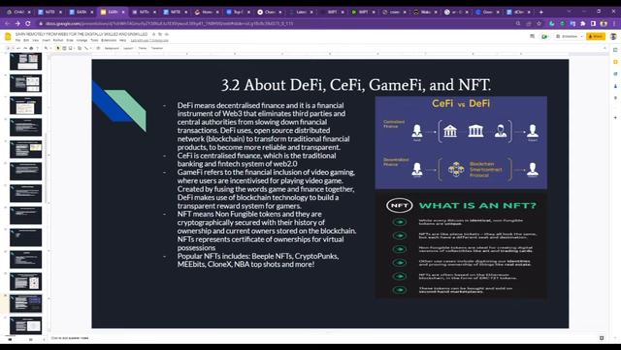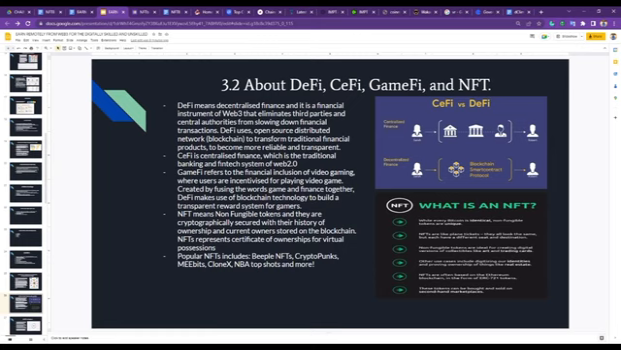The next topic here is about DeFi, CeFi, GameFi, and NFTs. When you think about DeFi, DeFi is a more decentralized bank, let's call it that way. And CeFi is like the centralized bank which we use already. So DeFi simply means decentralized finance, and it is a financial instrument of Web3 that eliminates third parties and central authorities from slowing down financial transactions.